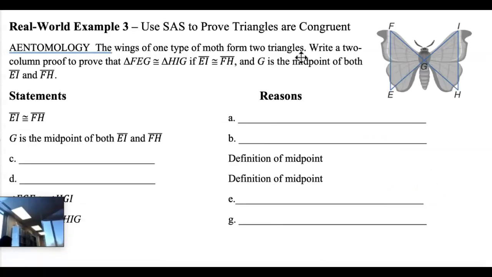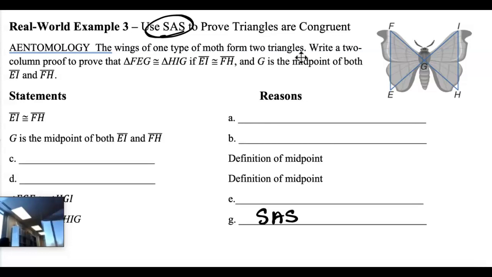So here we'll go through an example of a proof. And so in this proof we know that we are going to be trying to use side angle side, so that's going to help us, and probably is going to be the reason down here. So let's look. The wings of one type of moth form two triangles. Write a two-column proof to prove that triangle FEG is congruent to HIG.